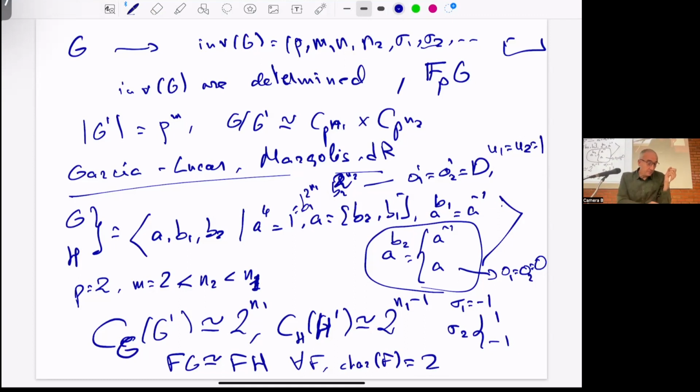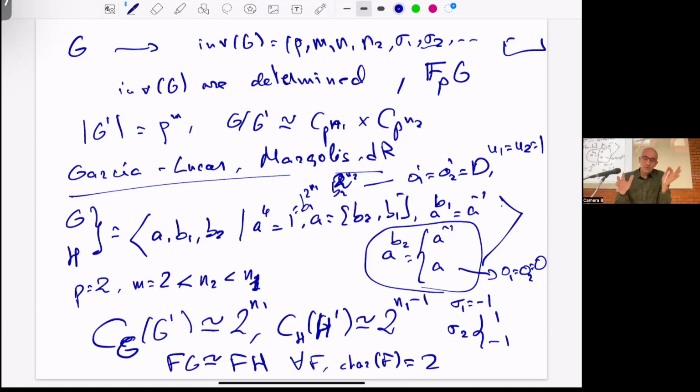And so what about characteristic greater than 2? Okay, when you see this example, you may think, okay, there should be some way to adapt this example to obtain some counterexample in arbitrary characteristic p, but it is not the case.